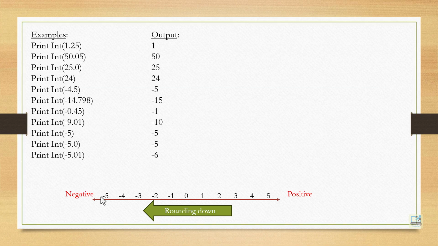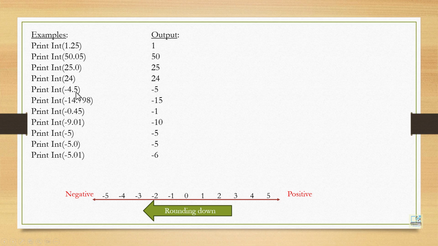Let's see more examples. If we do int of 1.25, that gives us 1, okay? So it is reducing the value. 50.05 gives us 50. Again, it is reducing the value. Same, 25.0, 25 will be returned. That means if the number is already an integer, already a whole number, there is no fractional part, then the same number will be returned.